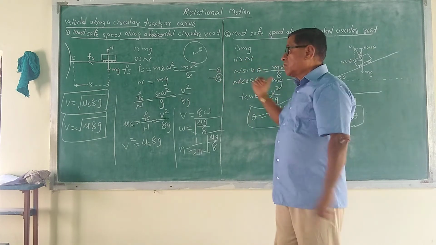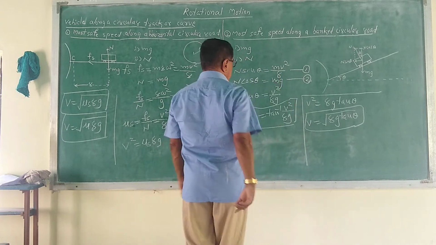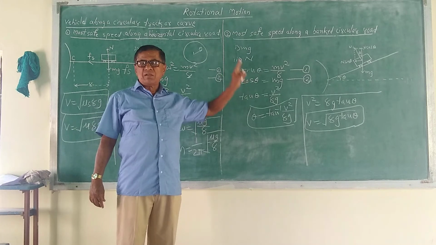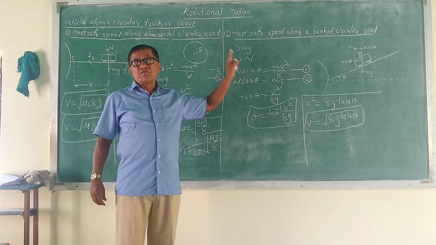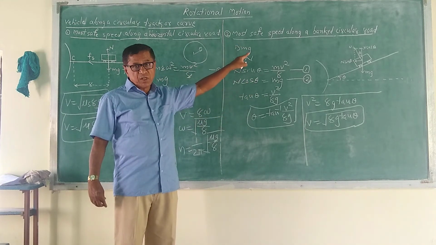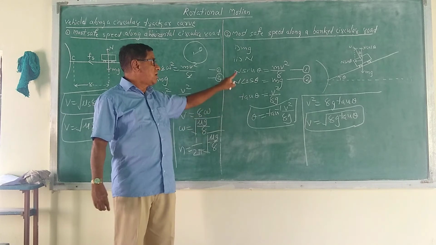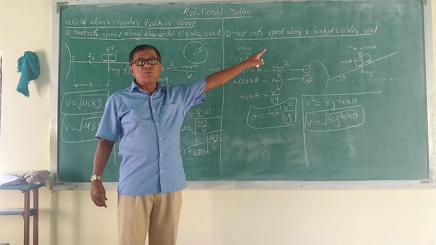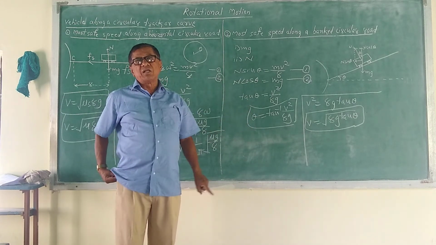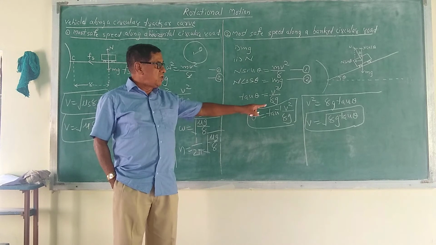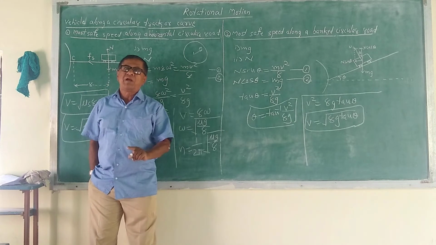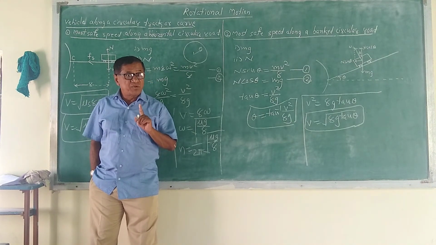In the second case, in the banking of roads, here we get the centripetal force, that is N sin theta. This component supplies us the centripetal force, due to which we get the same circular motion along the curved road. The centripetal force N sin theta is equal to mv square upon r. From that we have derived the formula, that is theta is equal to tan inverse of v square upon rg. V is equal to square root of rg tan theta. This is the most safe speed. This is also called the optimum speed.